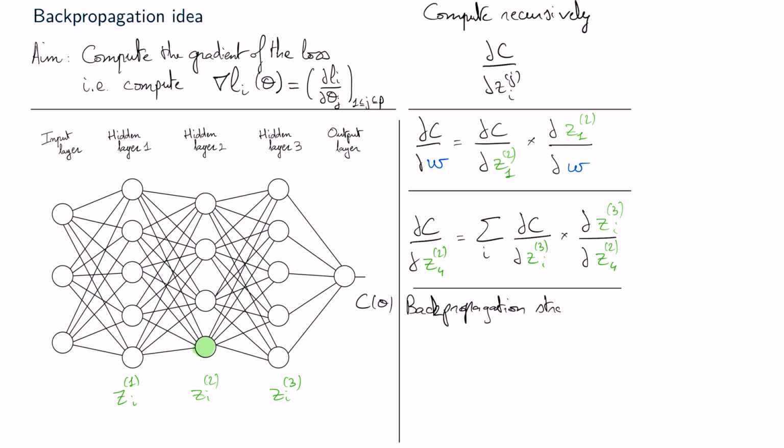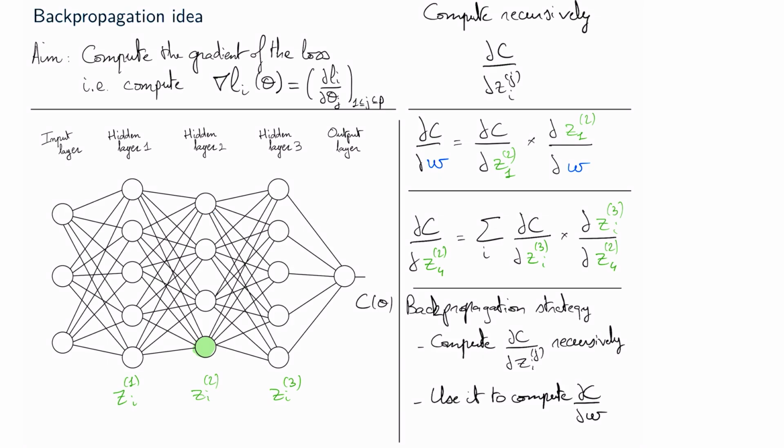The overall strategy of backpropagation works as follows. You start by computing the gradient of the loss with respect to the input of the last layer. This corresponds to the partial derivative of C with respect to Z41. Then, using the previous reasoning, you can compute all partial derivatives of C with respect to any input of the third hidden layer. You can then compute the partial derivative of C with respect to any input of the second hidden layer, and so on. Once you have all these quantities, you can use them to compute the quantities of interest, the partial derivative of C with respect to the weights and biases of the network.